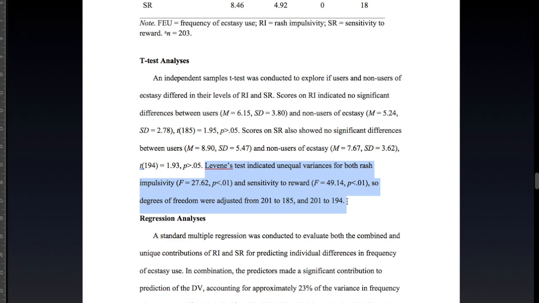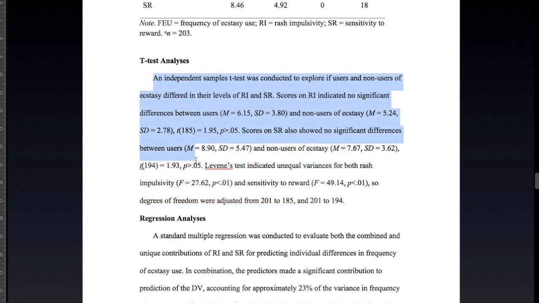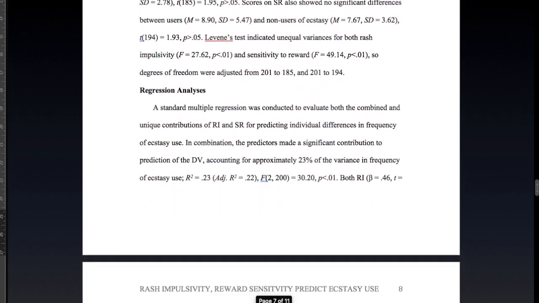I'm not sure why I've put that at the end of the analysis. Levene's test is something that you do before the t-test, so if I had done this again, I would have put that at the beginning and then done another paragraph saying an independent samples t-test was run. Yeah, I don't know. It's not that bad, but a bit clunky.